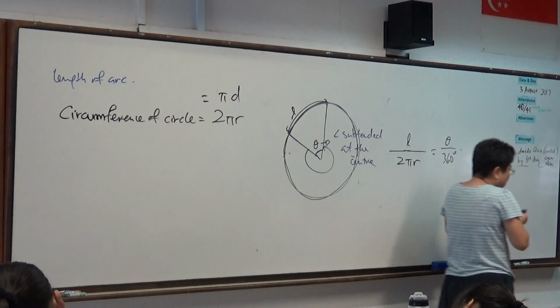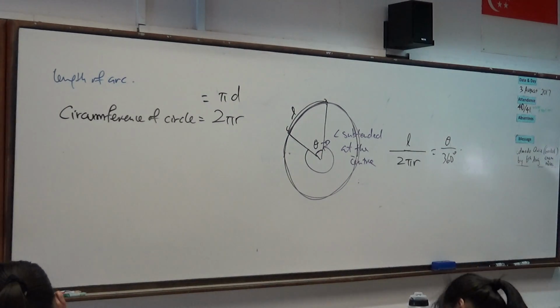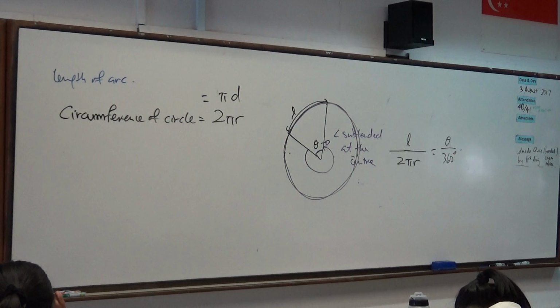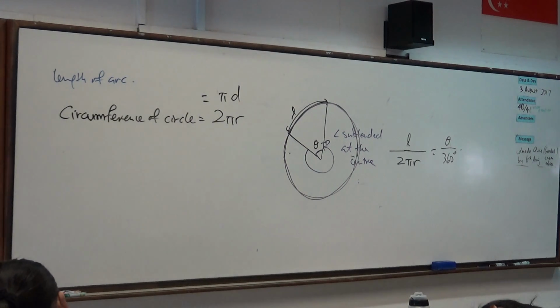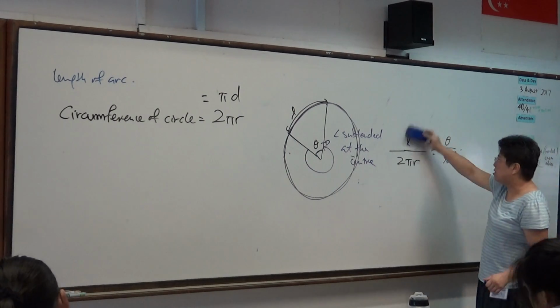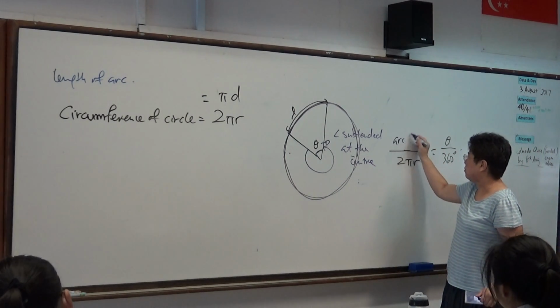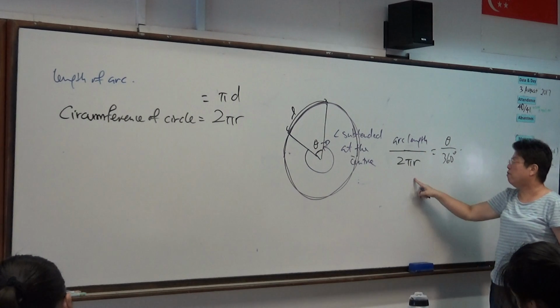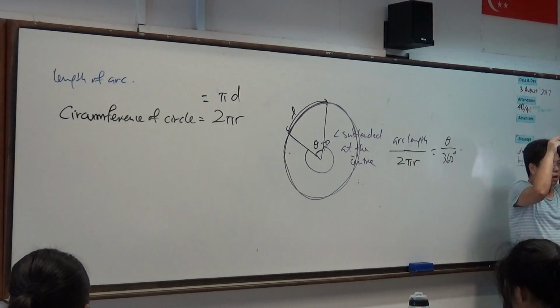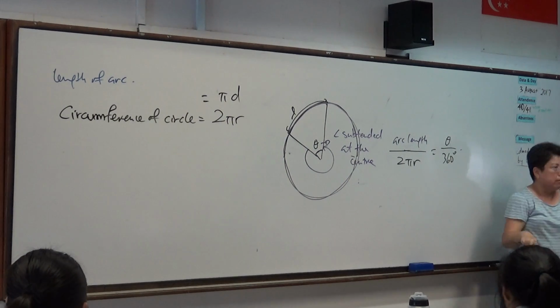Okay? So, if you look at the formula that is found on page 248, arc length is x over 360 times 2 pi r. Is it okay? Now, from here, this is the arc length, L. I change this L to arc length. Arc length over 2 pi r is theta over 360. Actually, I memorized that. I find it easier. Angle over angle is length over length.